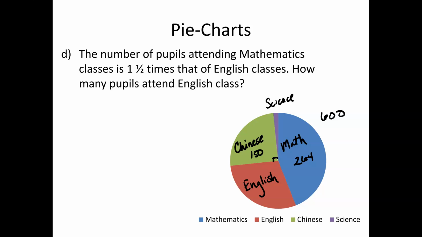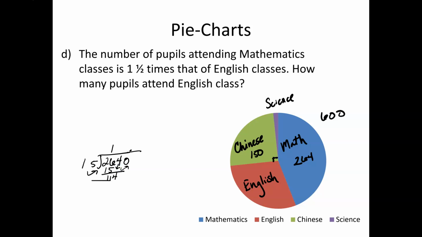So let's do some division here. We're going to divide 264 by 1.5 to find out how many kids attend English classes. And I'm going to go ahead and make my divisor a whole number by moving my decimal place over. And then I do the same in my dividend here. And my problem becomes 2,640 divided by 15. And then we can go ahead and do that division.